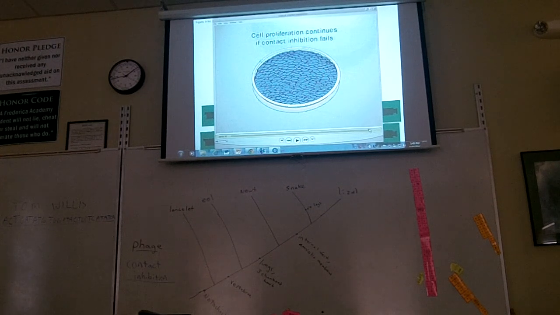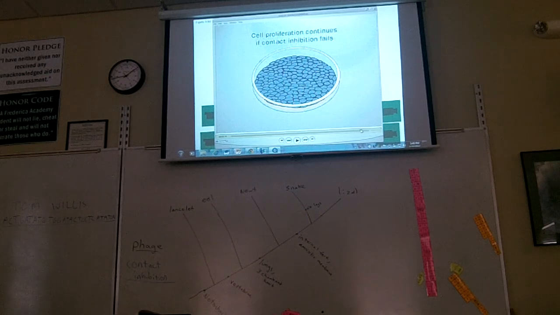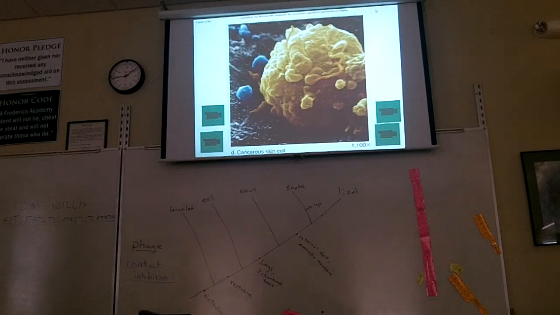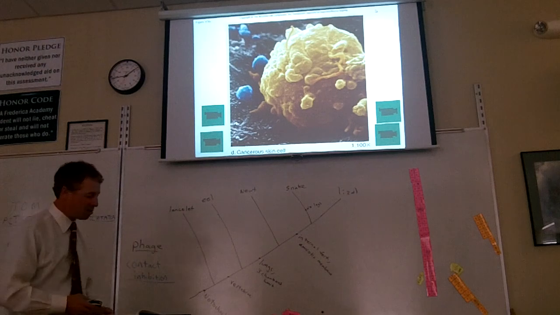So there's cells growing on top of other cells. They keep growing, you see. They don't stop. So that wasn't that great of a video, but that kind of gives you an idea. Cancer cells will look different in the plate than normal cells.